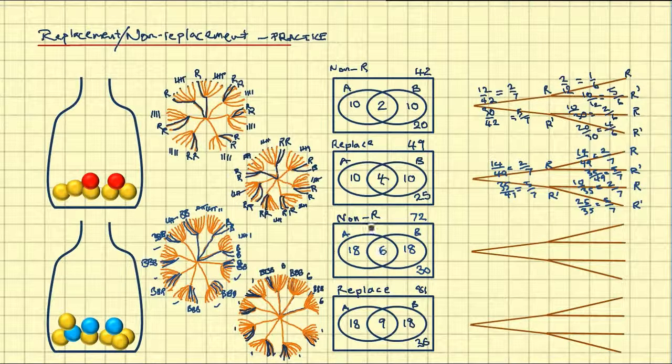Okay, let's move on to the second jar and the non-replacement example. Pause the video if you want to give it a go. So the worked solution would go like this. So again, we've got to think about the probability of getting this time a blue, so that would be 18 add 6, 24. So 24 out of 72.